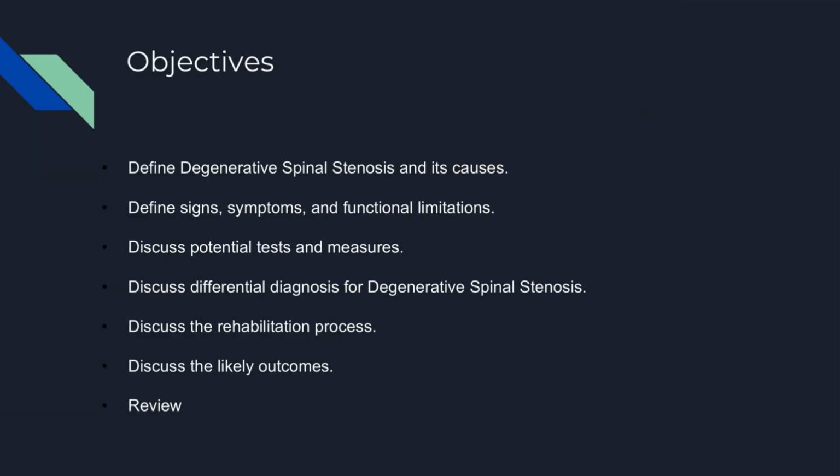So some of our objectives for today are to define degenerative spinal stenosis and its causes, define the signs and symptoms and the functional limitations of spinal stenosis, discuss the potential testing measures, the differential diagnosis, the rehabilitation process, the likely outcomes, and then we'll do a review.